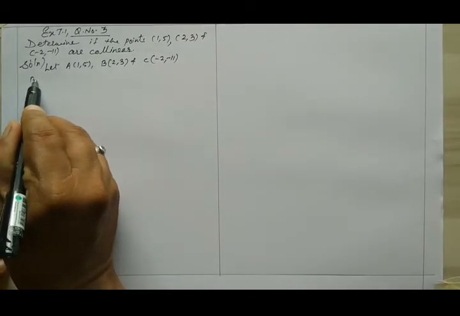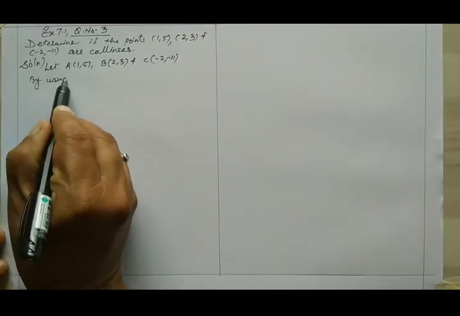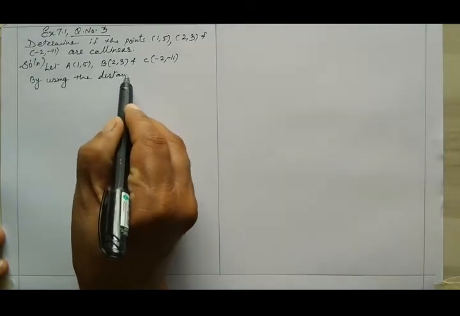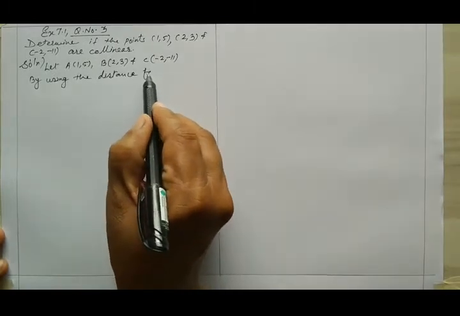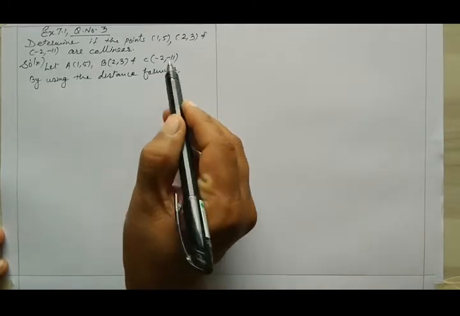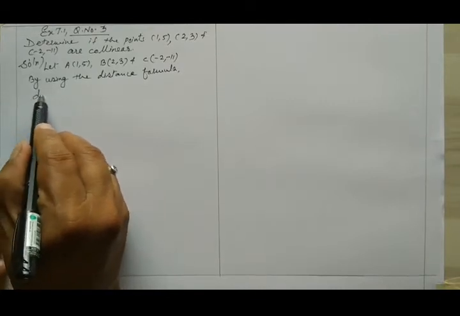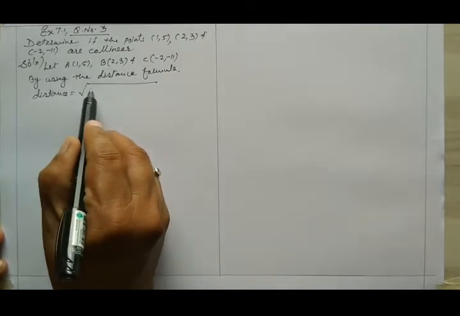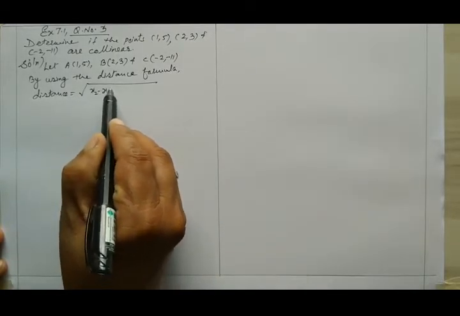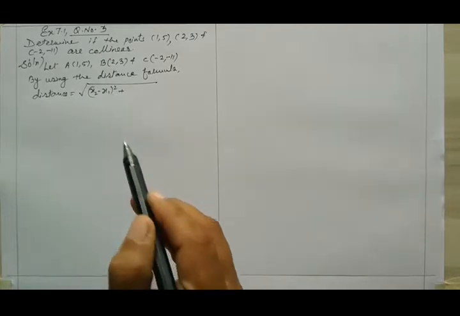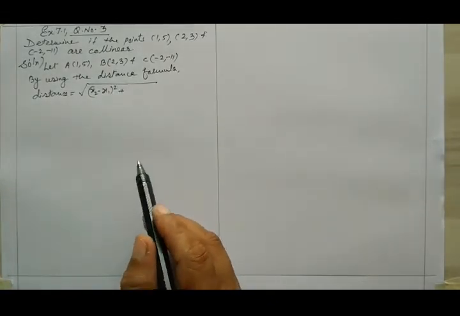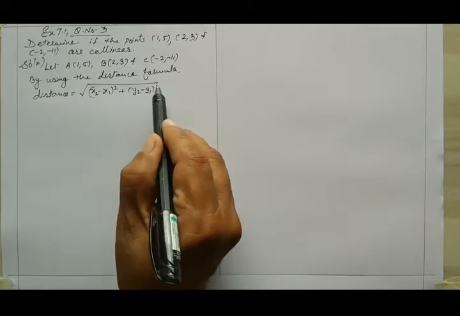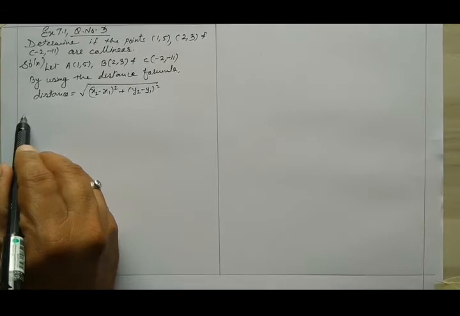Now, by using the distance formula: the distance between any two points is given by the square root of x2 minus x1 whole square plus y2 minus y1 whole square. So now let us calculate AB.